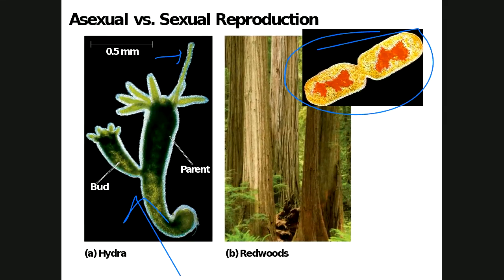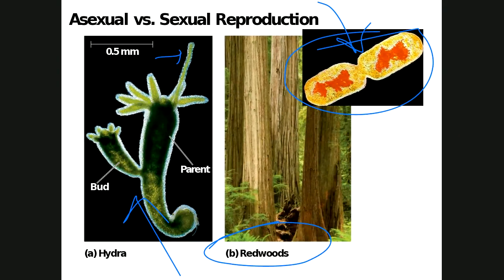We get clones. So what we're going to talk about is how things like you and I and redwoods and all these other species out there actually reproduce, not asexually by just splitting in half, but through sexual reproduction. And again, sexual reproduction has a very defined, very set definition.